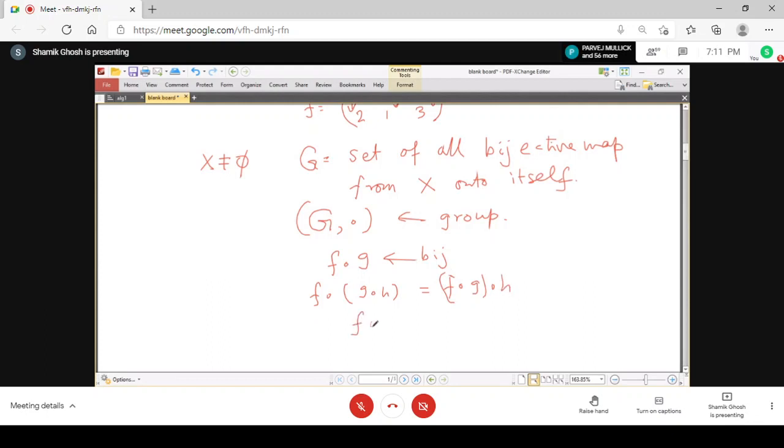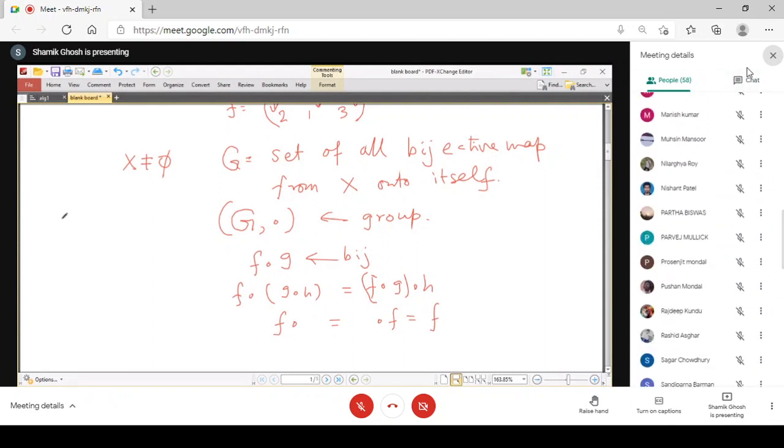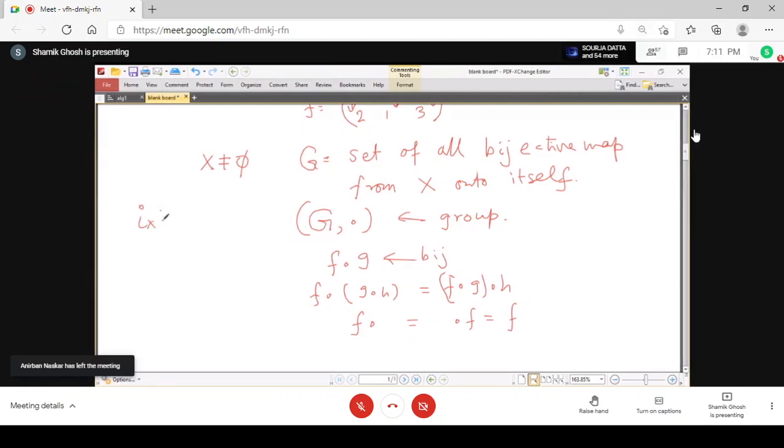Now, what is the identity? What is the map with which, if you compose any bijective map, you will get the same map? So 1 maps to 1, 2 maps to 2, 3 maps to 3. So the identity would be the map where all the elements map to themselves. If we compose with the identity map, naturally it acts as the identity for every element here.